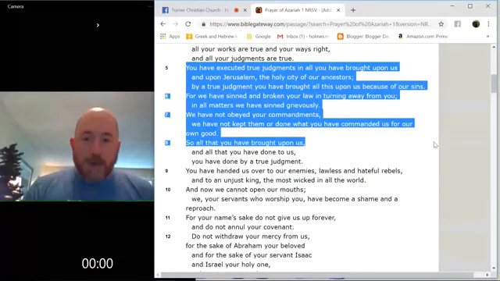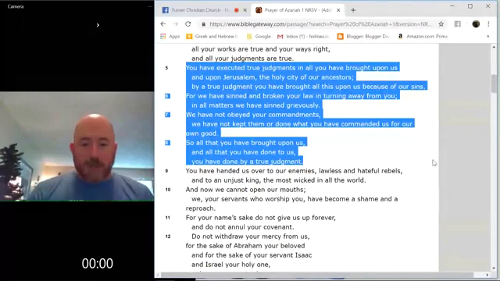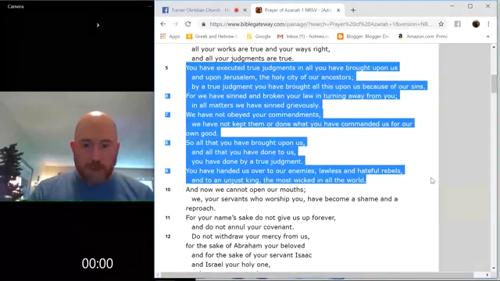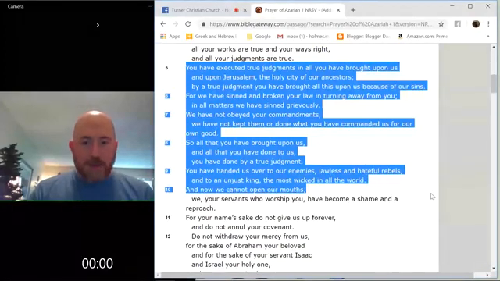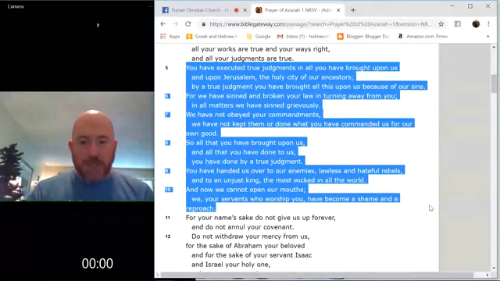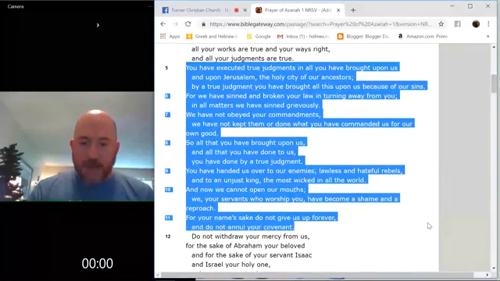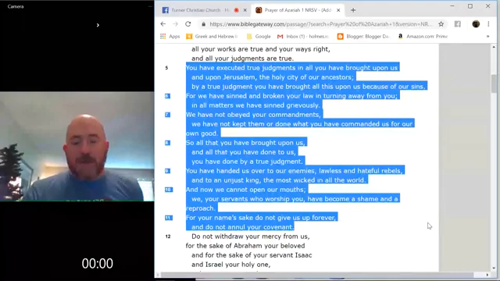So all that you have brought upon us and all that you have done to us, you have done in true judgment. You have handed us over to our enemies, lawless and hateful rebels, and to an unjust king, the most wicked of the world. And now we cannot open our mouths. We, your servants who worship you, have become a shame and a reproach. For your name's sake, do not give us up forever, and do not annul your covenant.